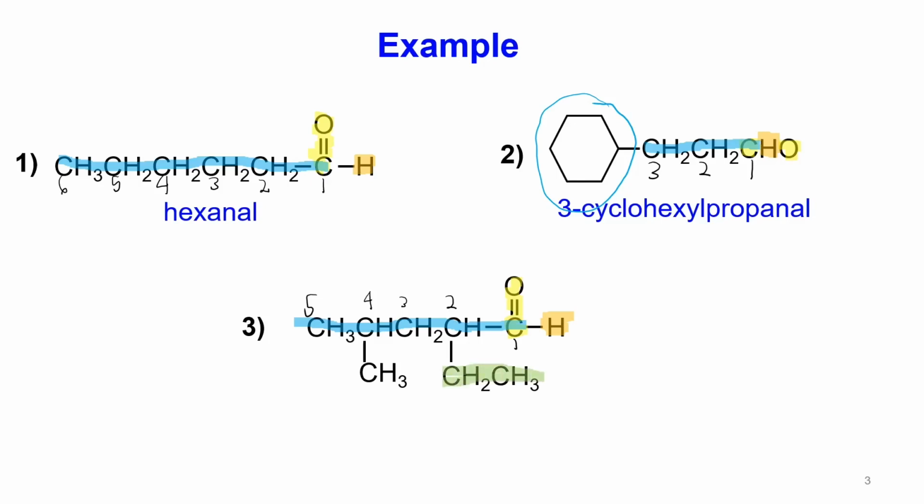And at carbon number 4 of the parent chain, it has a methyl group. The IUPAC name given for this structure is 2-ethyl-4-methylpentanal.